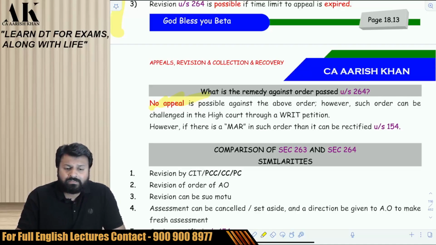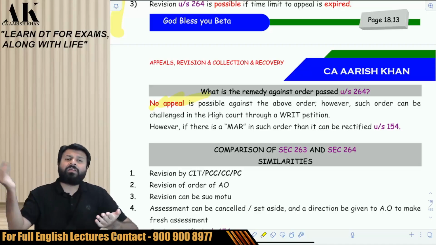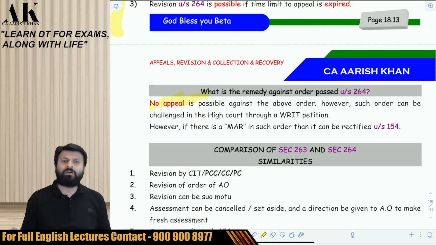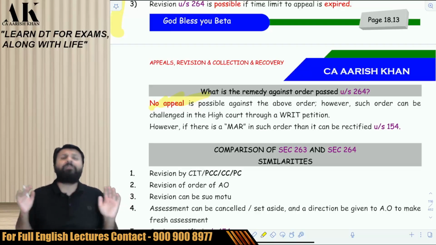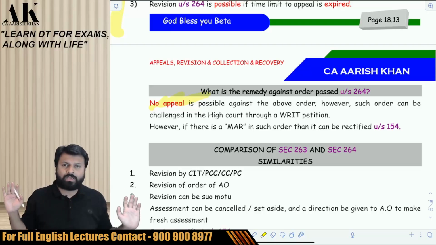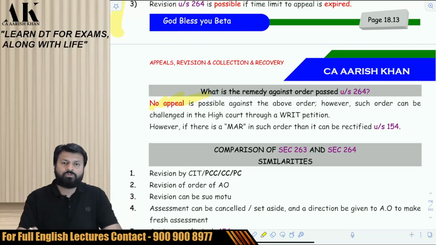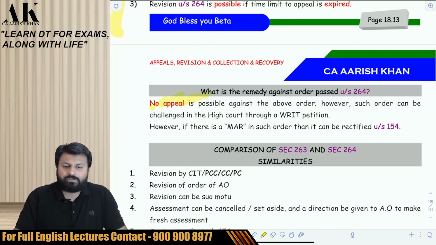Okay. Now, can CIT rectify its order if there is a mistake apparent from record? Definitely. 154 is for all income tax authority if there is a mistake apparent from record in their order. So, if there is a mistake apparent from record, that can be rectified. There is no issue in that. Okay. But appeal is not possible. So, this is what the provision of 263 and 264 is all about.